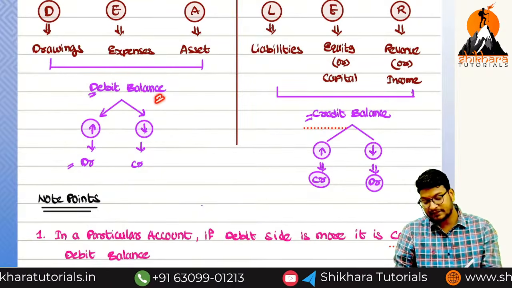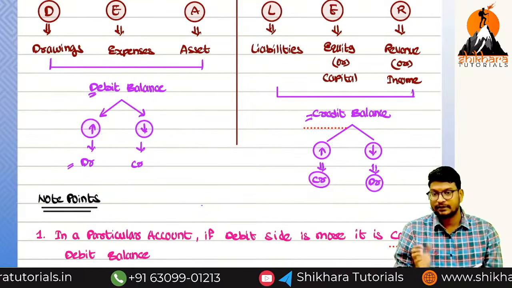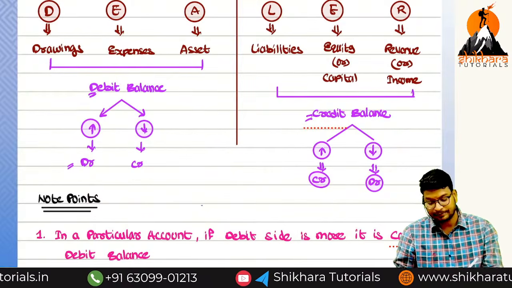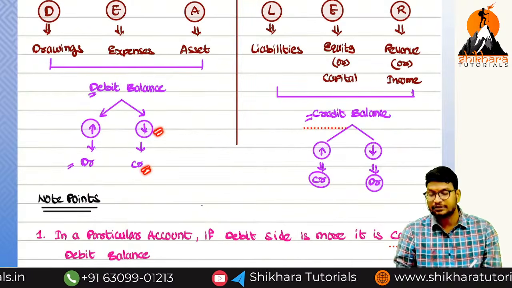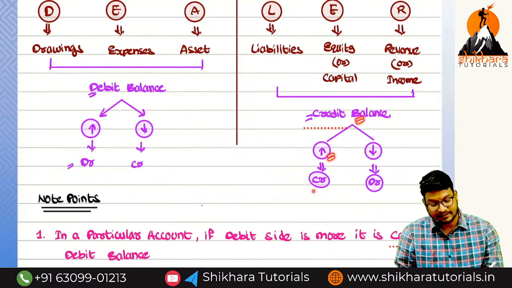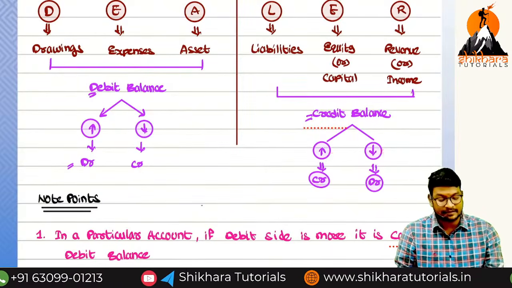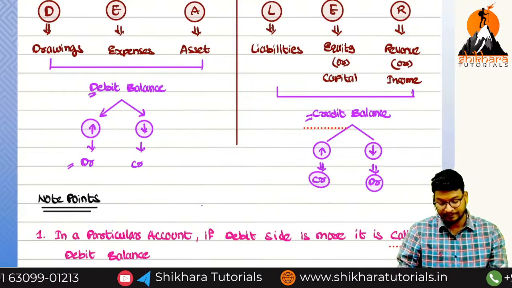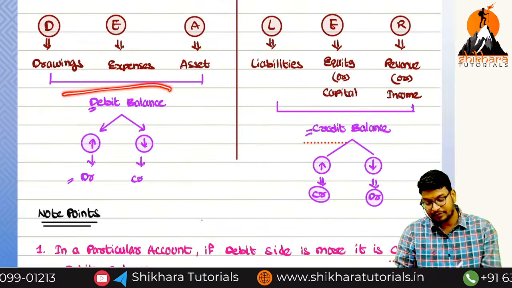If the debit balance increases, we have to debit. Increases means in the same proportion. Decreases means what is the opposite of debit? Credit. In the same way, if the credit balance increases, we have to credit, and if the credit balance decreases, we have to debit. So these are the principles we need to remember.